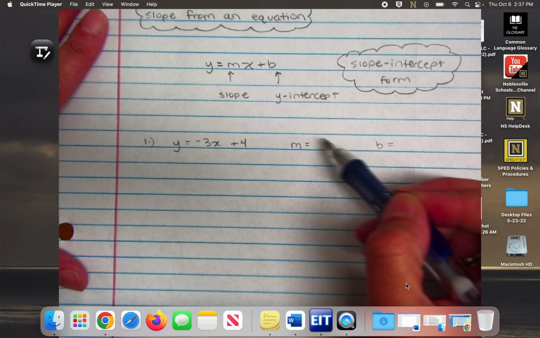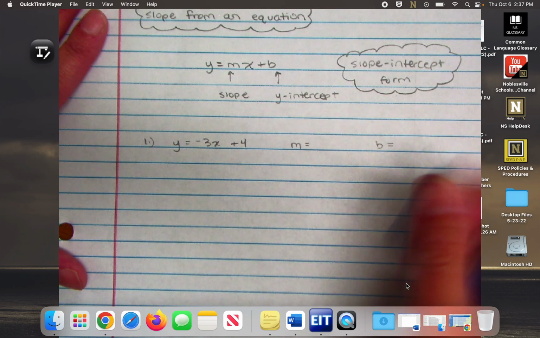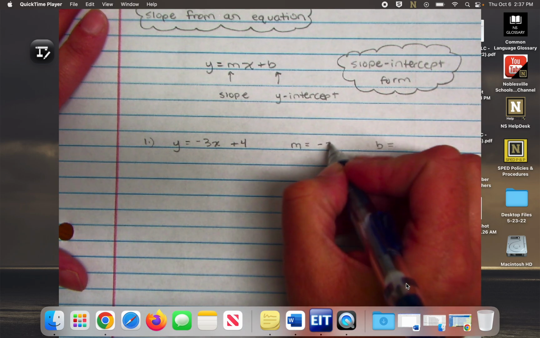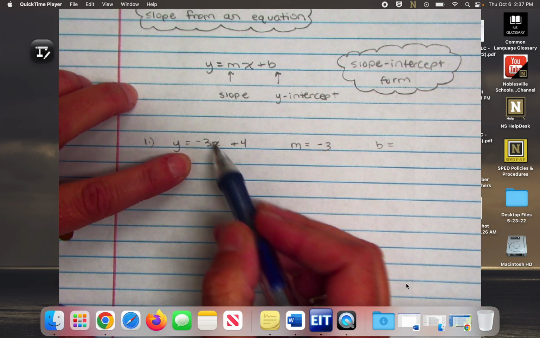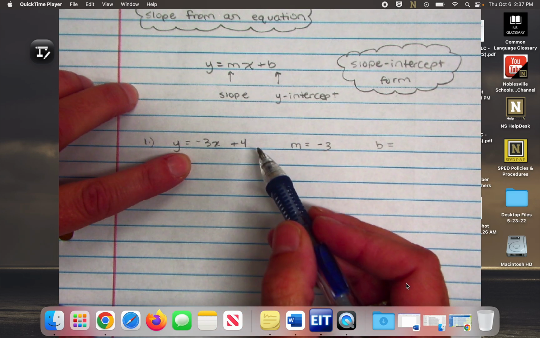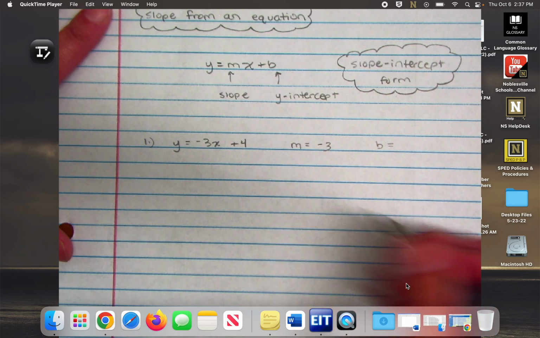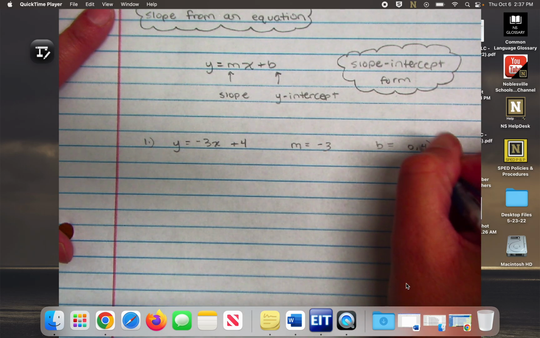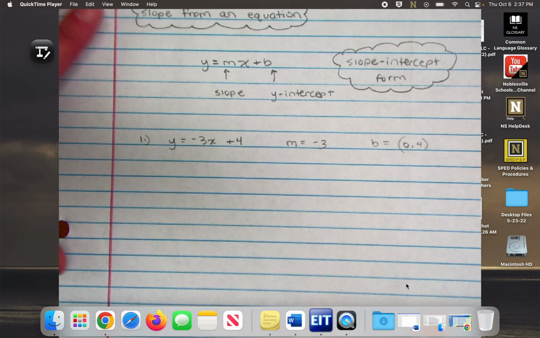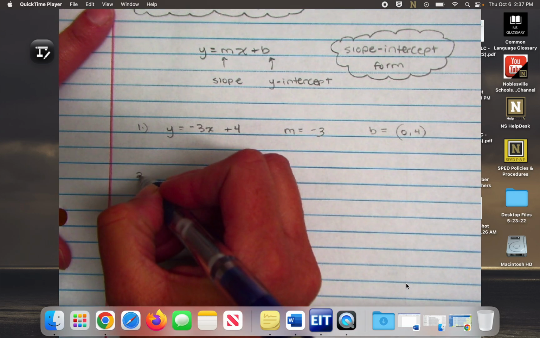So what's my slope here? Negative 3, right? So it's the number, this coefficient. And then what's my y-intercept? (0, 4) as an ordered pair. Right? Okay.